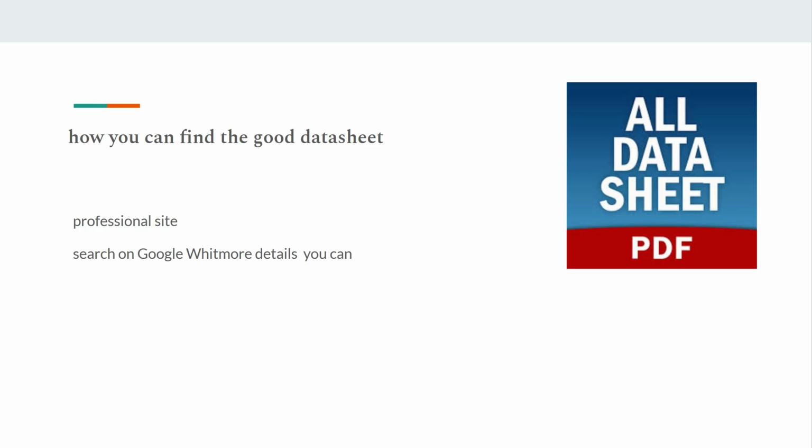So how can you find a good datasheet? You can find a good datasheet on a professional website, on the manufacturer's website, or with a very good search on Google with as much data as you can. For example, we have a component, a transistor from 2015. So search with the date.